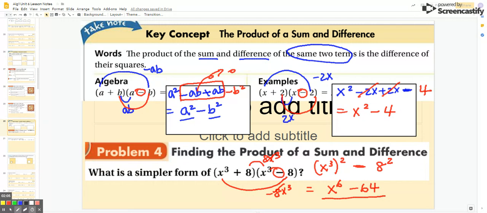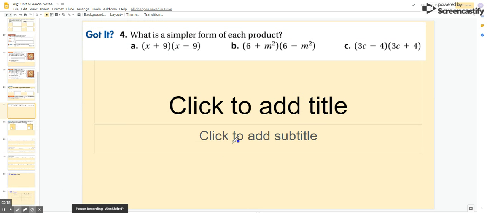You don't need to memorize this. I always recommend you to use the FOIL method. If you use the FOIL method, it takes a little bit of time, but you will get the question. I need you to try this question by yourself.